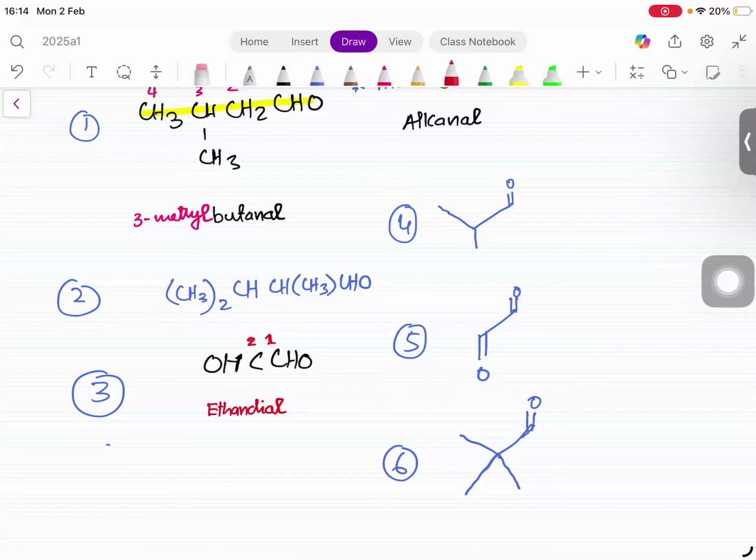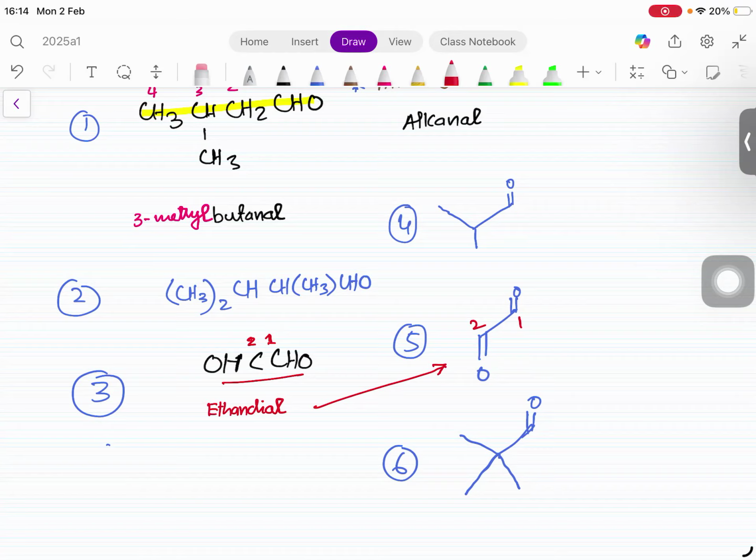Okay, fifth one is having two carbons and both of them are containing aldehyde. So what will be the name of this compound? Yes, it's the same as ethanedial. It is actually the skeletal formula of ethanedial. Okay, this is the structural formula and this is the skeletal formula. What about number 4?